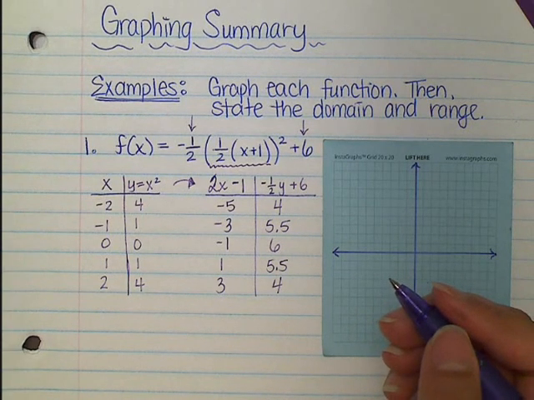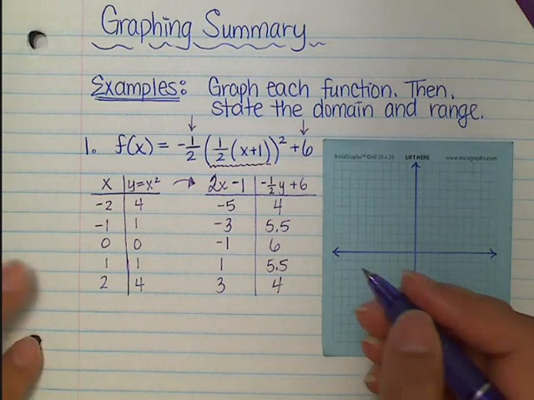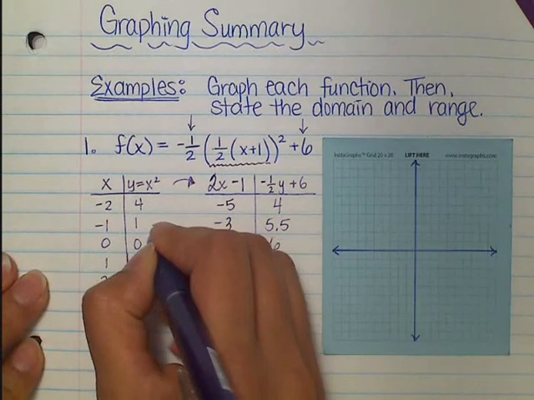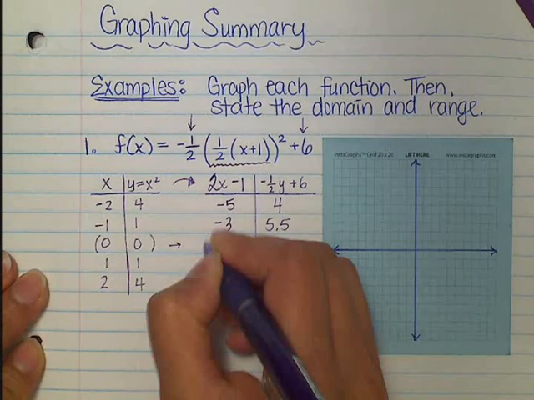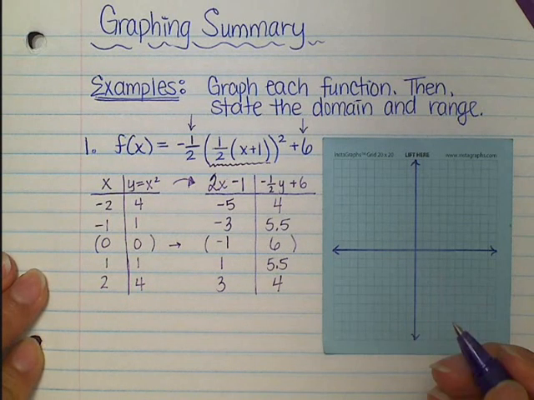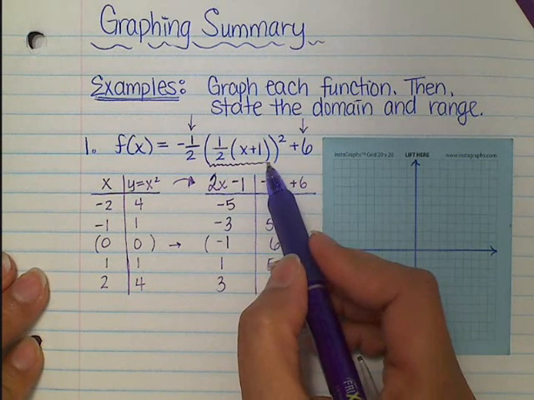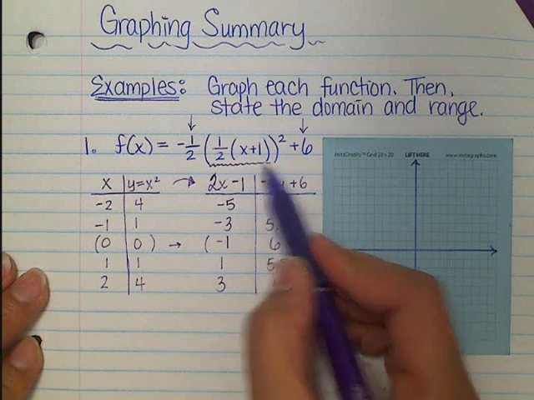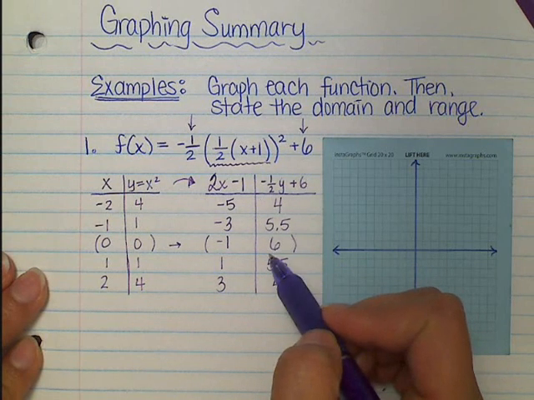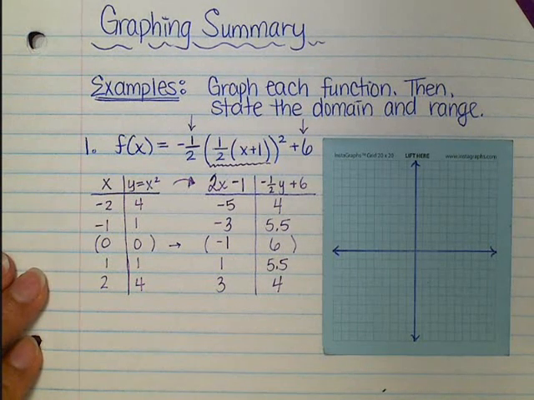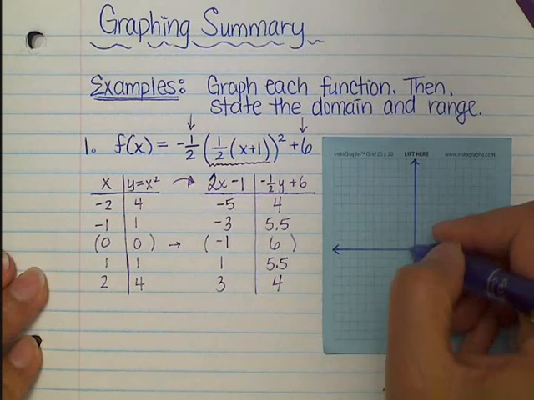One way to confirm that your key points are most likely correct is to look at your original vertex and see whether or not it's moved to where you're expecting the vertex to be. If I look back at the function, I know that the vertex should be left 1 and up 6. And that's exactly what I have, left 1 and up 6. So I can plot these points.